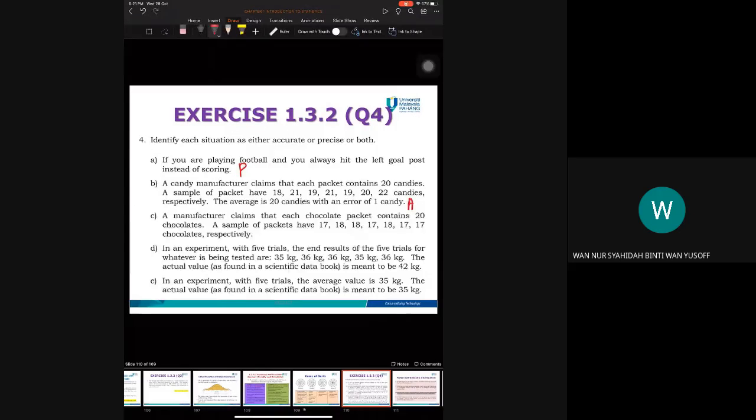B should be accurate but not precise. Why? Because 18 and 22 here are quite far from each other, so just accurate. Why accurate? Because here we have an average of 20 with the error. Most of the values are within the error, so accurate. C: precise, not accurate, because the true measurement is 20 and this is our measured value. So just precise.